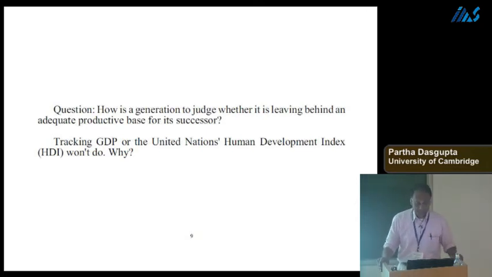Okay? And at the end, I'll have the temerity to give you some numbers from some work that a few of us did some years ago. Very imperfect numbers, but they show you why GDP can mislead.